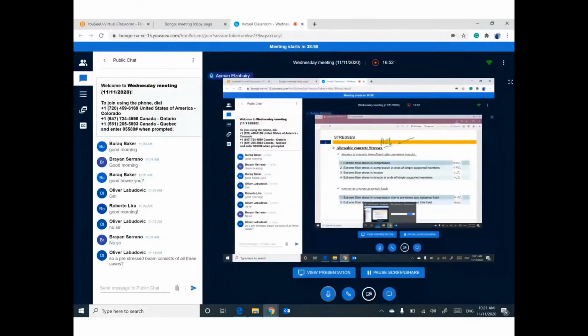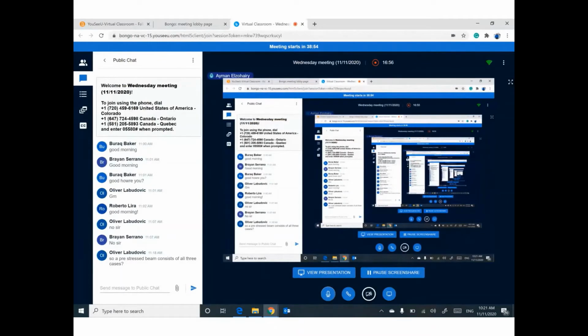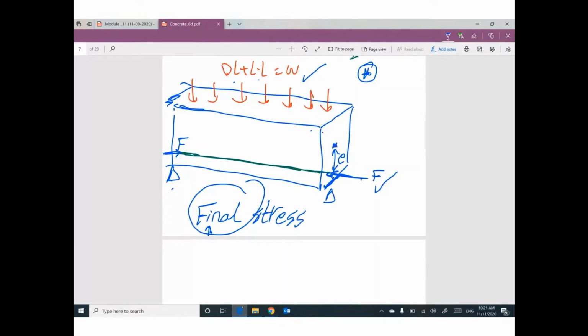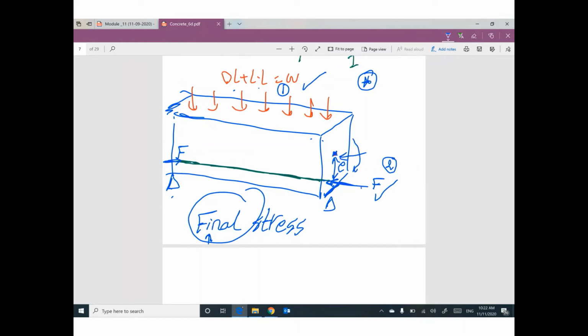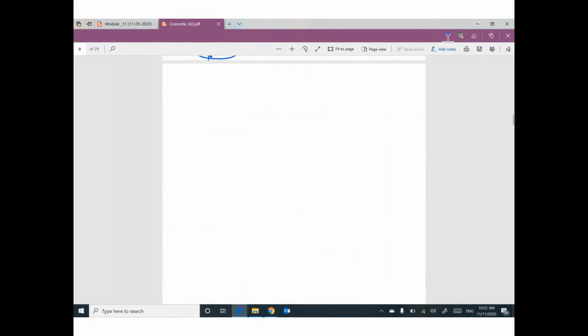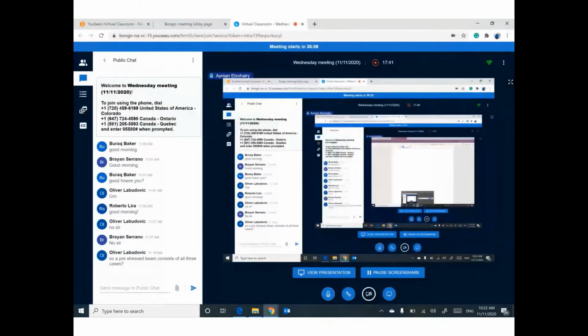Any question? Yes, three. Actually, it's two cases. Case number one, we have a uniformly distributed load. Case number two, we have an eccentric force, but case number two will be divided into two cases, concentric and another moment, like we did here. It's very easy, nothing new, but we need to understand what's going on.